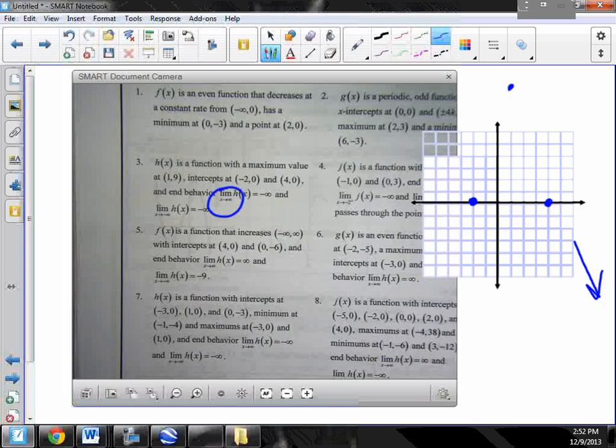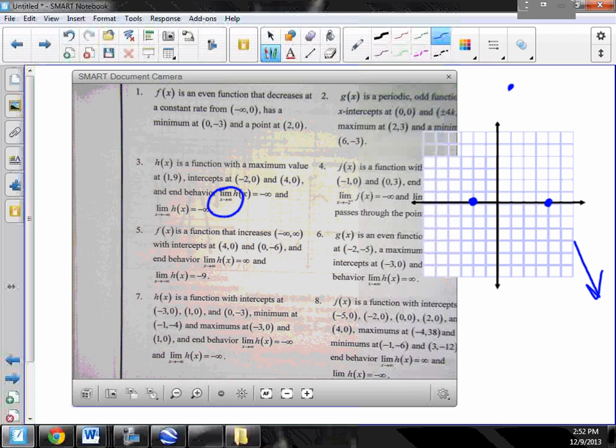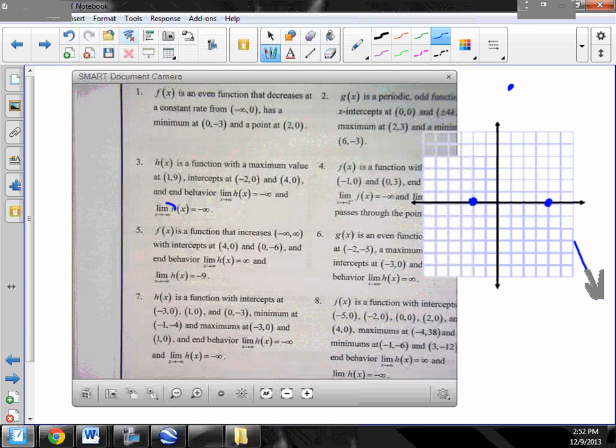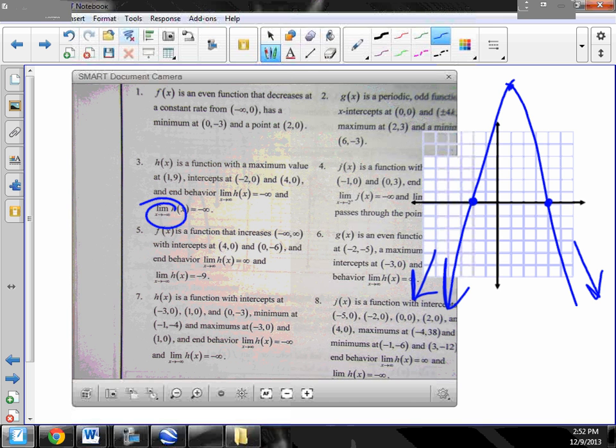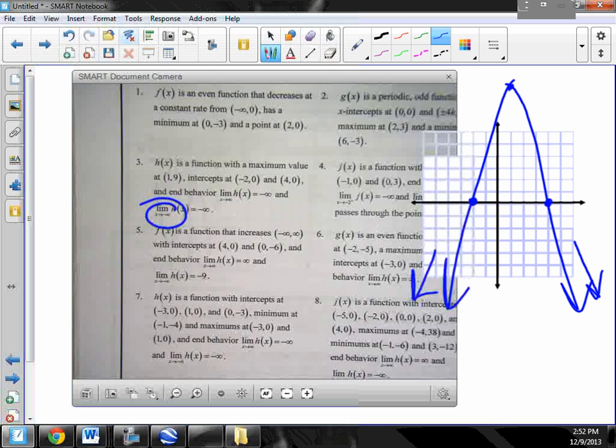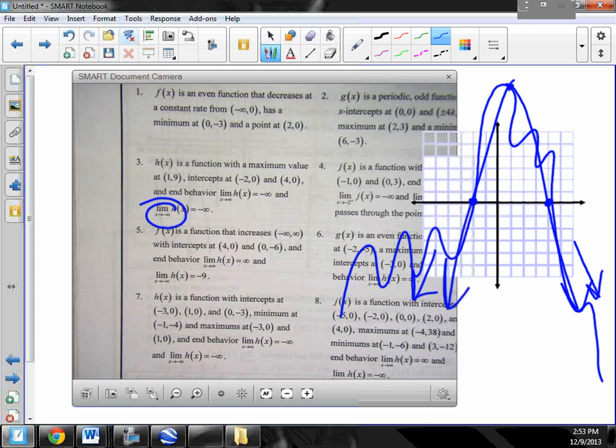Okay? And as x goes to negative infinity, so that's to the left. As x goes to the left, h of x goes down. So can we draw a graph that fits that description? Yeah, a parabola would work. Is that the only graph that fits that description? Oh no, not even close. So you could have all sorts of wiggling going on, and lots of answers for that one. Okay.